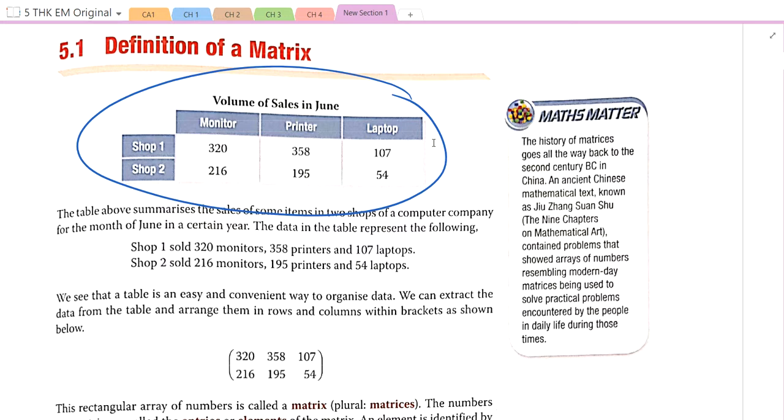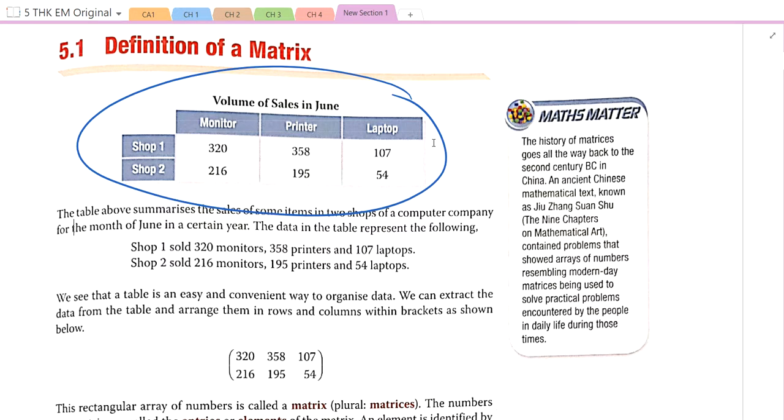How many items did shop 1 sell in June? Okay, 320 plus 358 plus 107, right? Okay, how many printers were sold? How many monitors were sold in shop 1 in May?